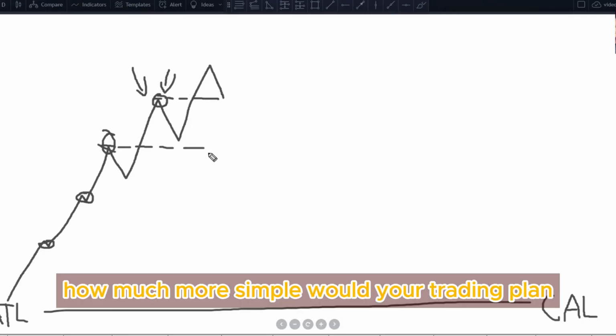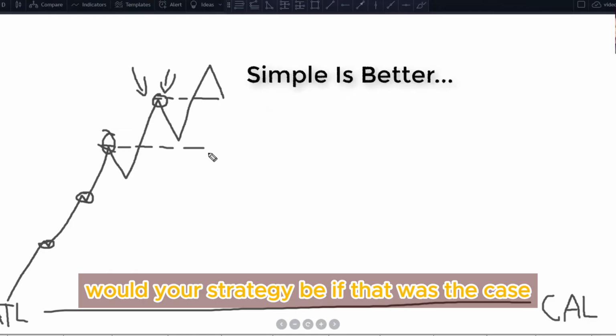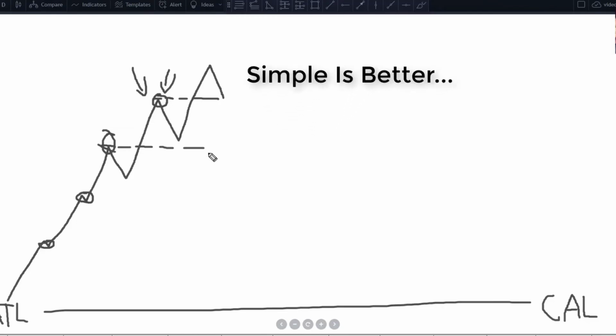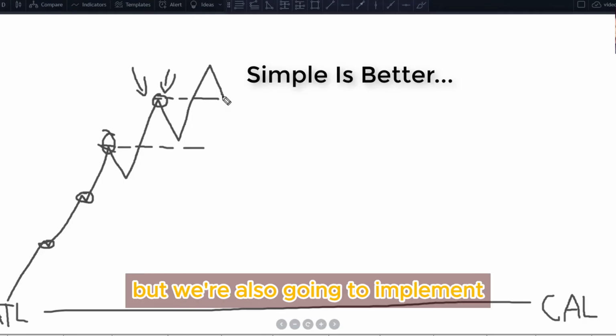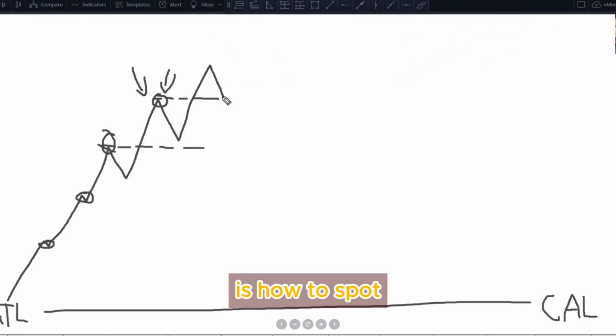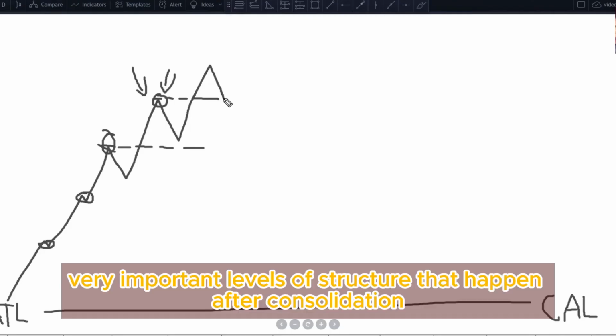How much more simple would your trading plan, your strategy, be if that was the case? Exactly. So, not only this, but what I'm also going to be teaching you guys today is how to spot very important levels of structure that happen after consolidation.